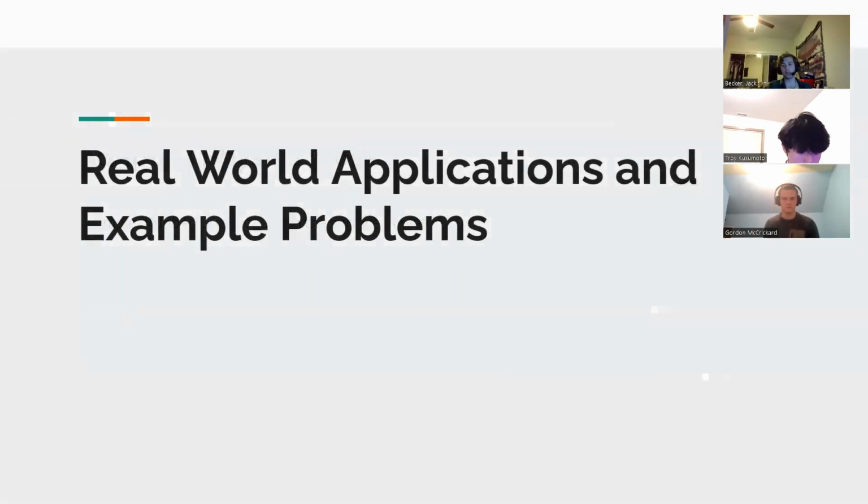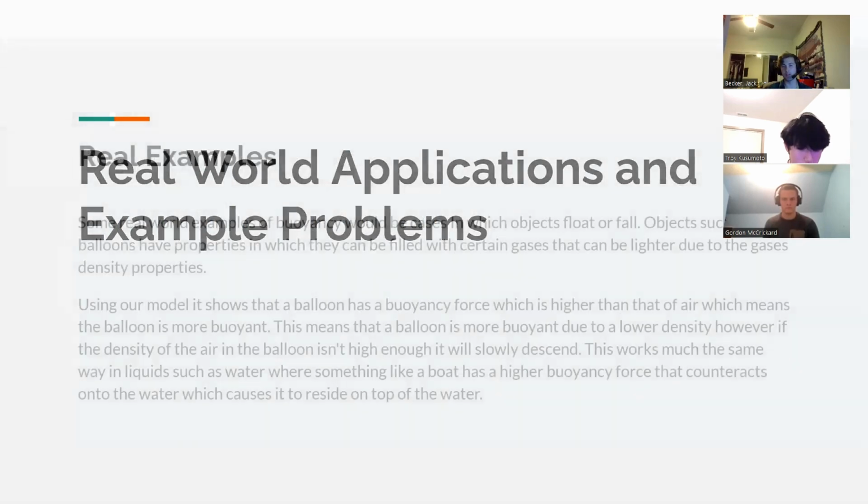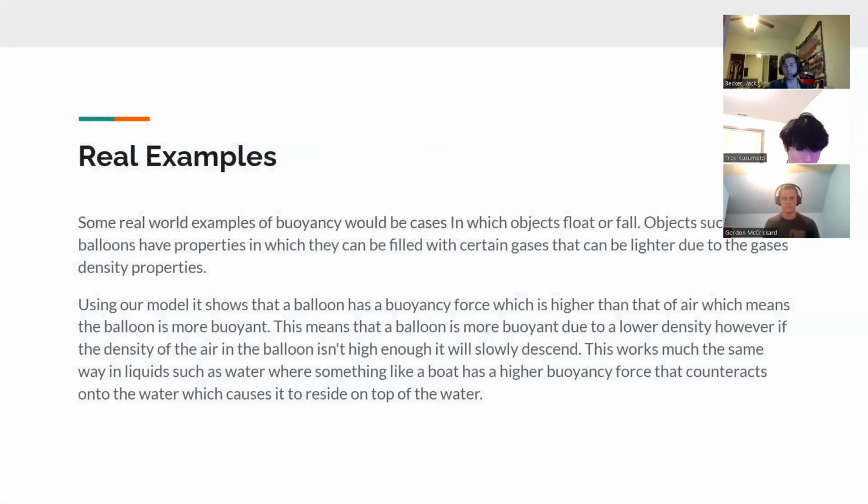Right, so real world applications and example problems. Some real world examples of buoyancy would be cases in which objects float or fall. Objects such as balloons will have properties in which they can be filled with certain gases that can be lighter due to the density properties. Such as if a balloon were to have a denser gas inside of it compared to the outside air, it would tend to fall, as opposed to the opposite, which would be less dense gas in the balloon and more dense gas outside of the balloon.